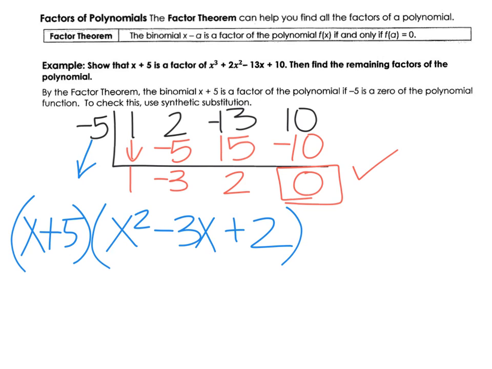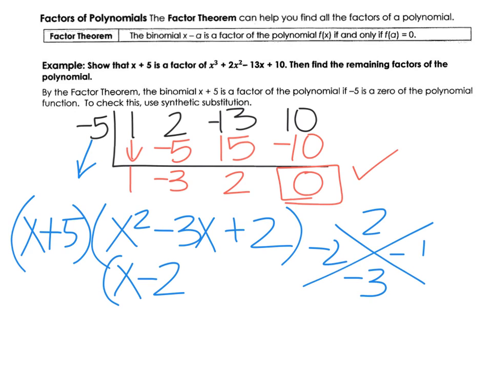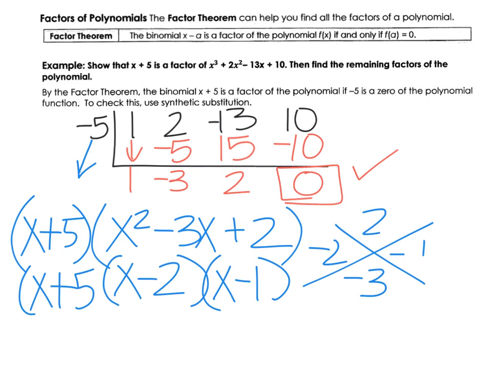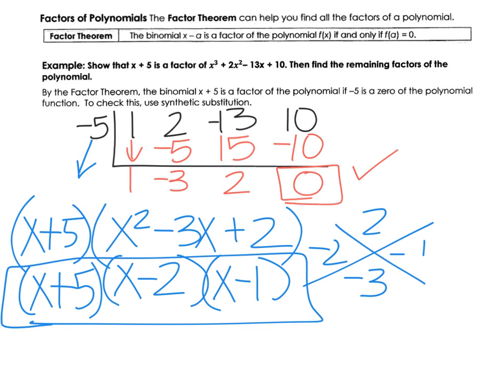Now we want to take the quadratic that's left and see if we can factor that to break down our factors even further. So we want to do our diamond. 2 goes on top, negative 3 goes on bottom. Two numbers that multiply to 2 and add up to negative 3 would be negative 2, negative 1. So we can break this down even more and say x minus 2, x minus 1. Don't forget about that x plus 5. And these would be all of the factors of our polynomial. And the factor theorem helped us find them.